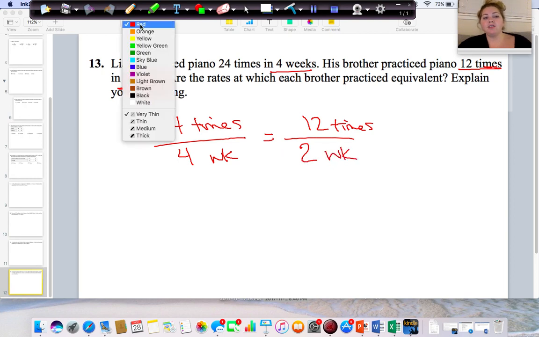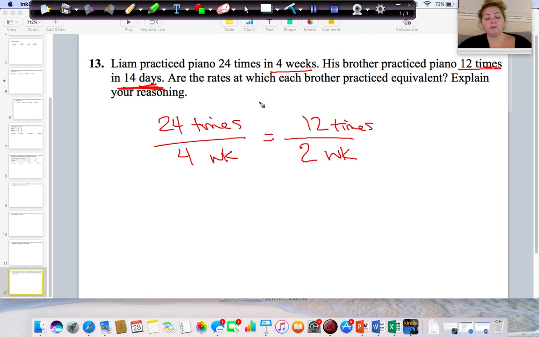To find out if these are equivalent, you can just cross multiply. You can also divide them, and you could also reduce both of them, okay? If they reduce to the same answer, they're equivalent. If you divide them both and you get the same answer, they're equivalent. And if you cross multiply them and get the same answer, they're equivalent. So 2 times 24 gives me 48. And 4 times 12 gives me 48.